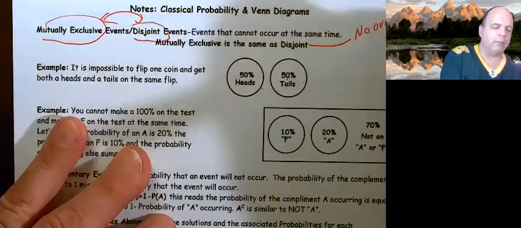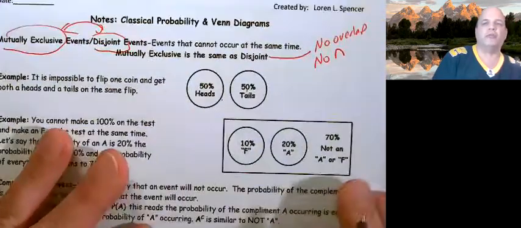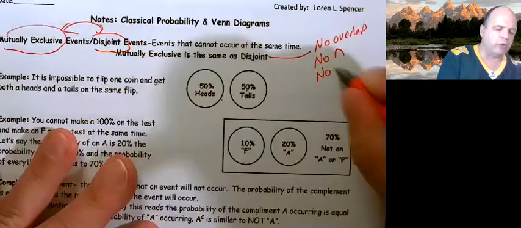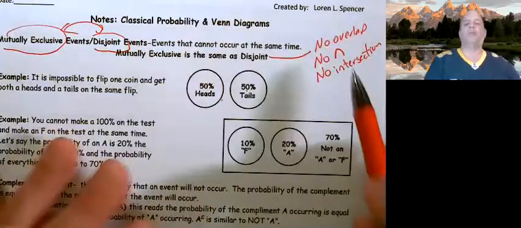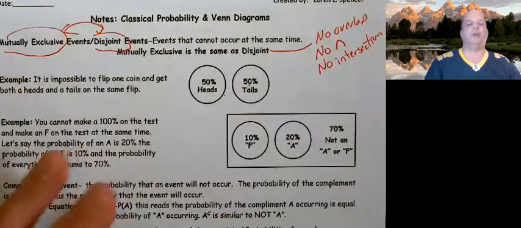There's no overlap, or no, and I'm going to use this symbol a lot. That's the intersection symbol. So there's no overlap or no that, which is no intersection. All right. So mutually exclusive and disjoint means there's no overlap, there's no intersection.